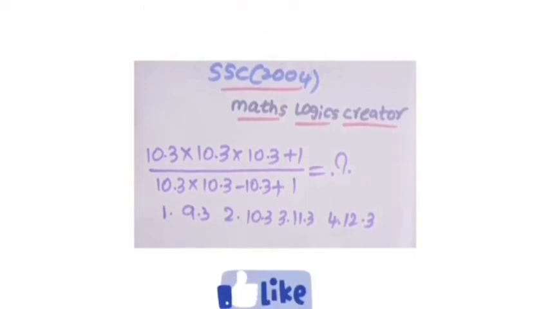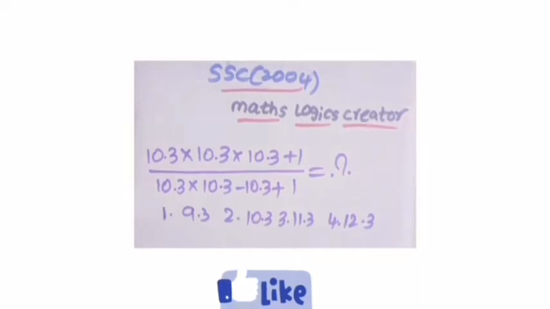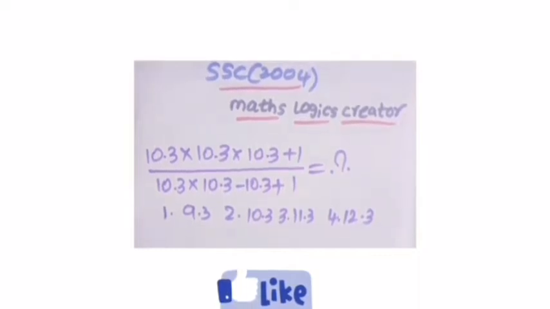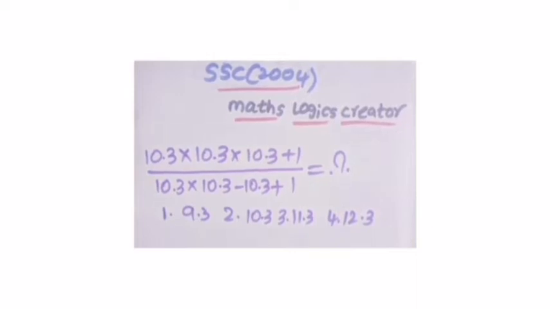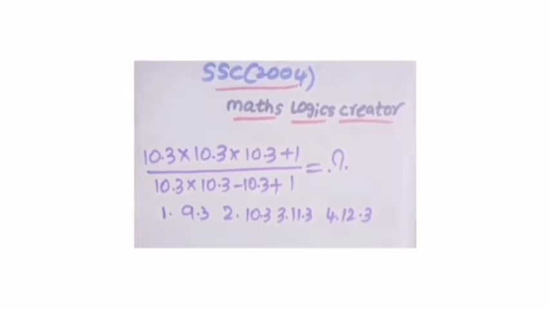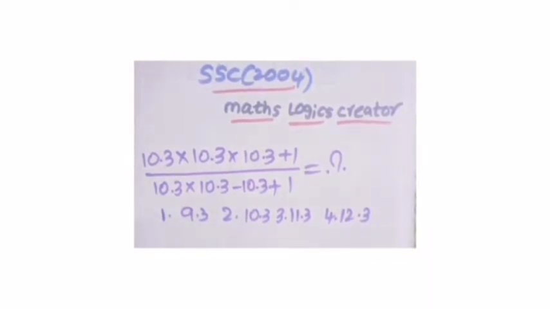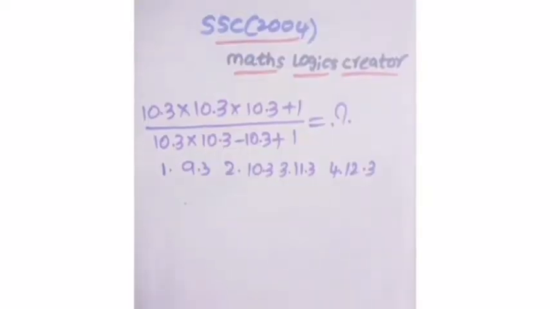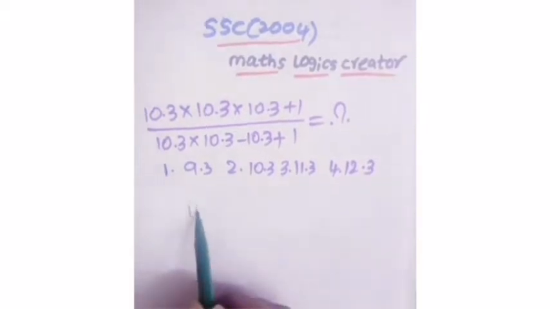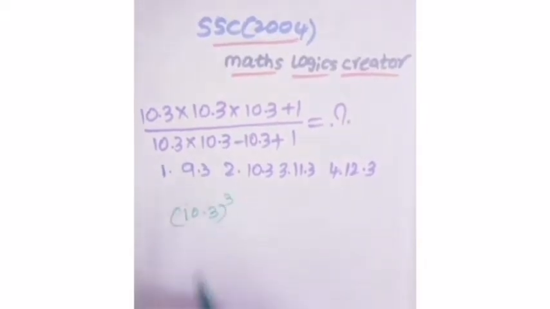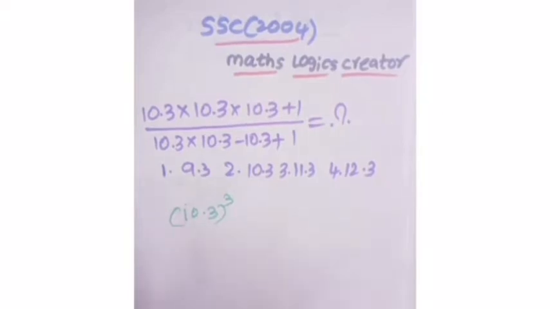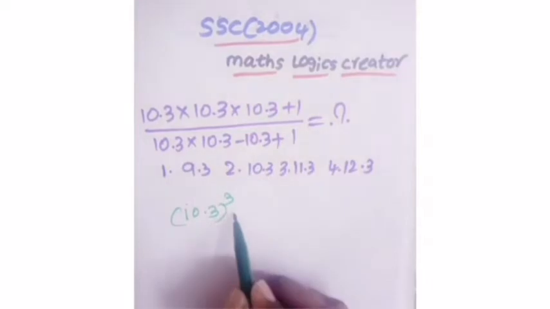My approach to solve this question is very simple, and it is very easy to do, so don't complicate the easy thing. Just use one algebraic formula and you will be able to solve this question very easily. In the numerator we have 10.3 cubed, so I'm writing it as 10.3 whole cube. And again, plus 1 we have, so I'm writing 1 as 1 cube. Writing 1 as 1 cube does not change anything, right? So plus 1 cube.